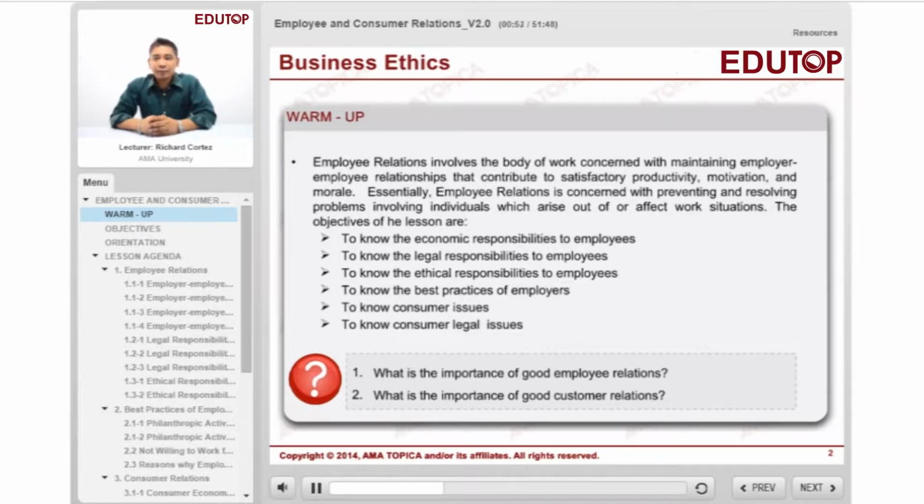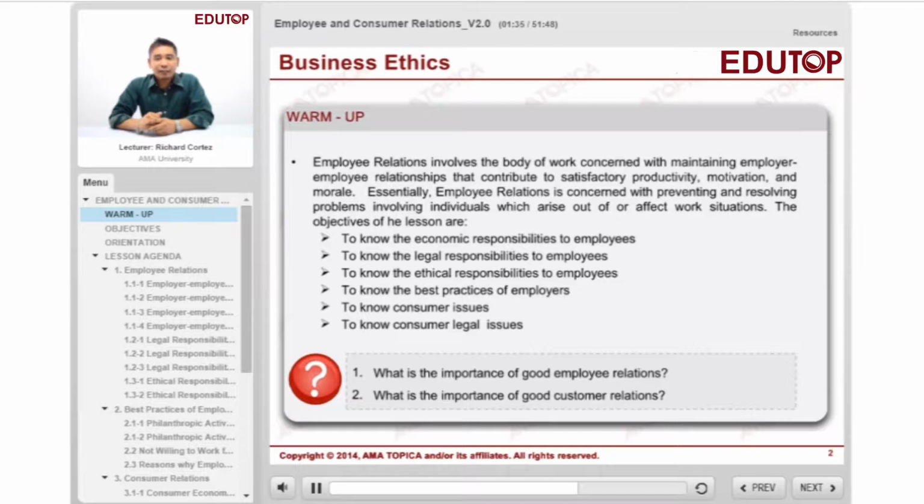Another objective is to know the legal responsibilities of the business to employees. The third objective is to know the ethical responsibilities of the employers, and the fourth objective is to know the best practices of employers. The fifth objective is to know consumer issues arising in a business situation, and the last objective is to know consumer legal issues.